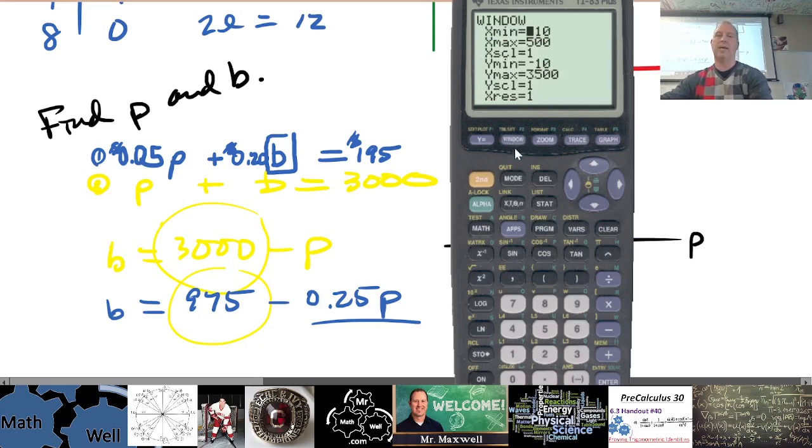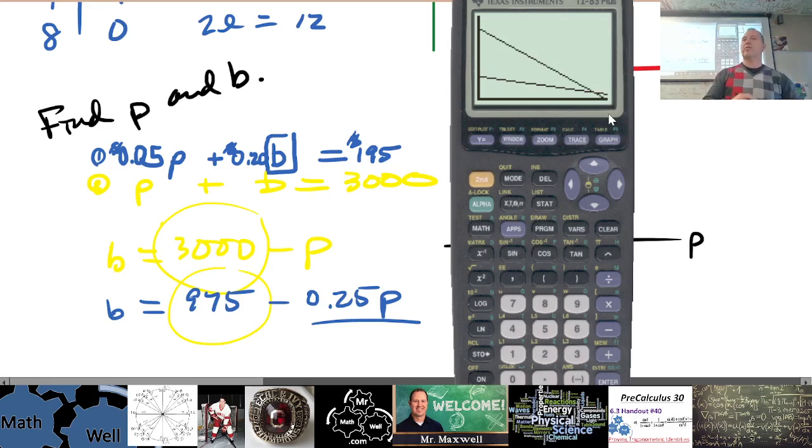Go back to the window setting. X maximum. I should make that like 3,000 or something. Make it really big and then see what happens. Ooh, that looks good. Oh, yes, yes. So you might have to adjust your window settings for each problem to find an intersection point. So guess what? I need to find out what this intersection point is, and then I'm going to find my solutions.